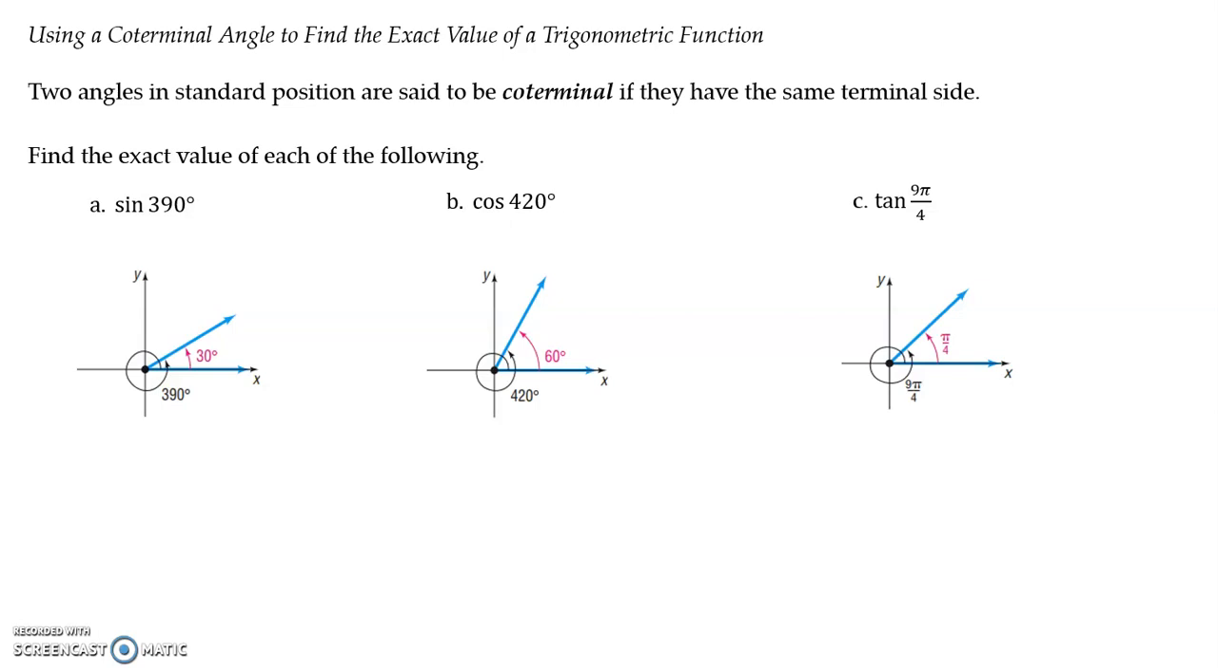In this example, we're going to be using coterminal angles to help us find an exact value of a trig function. So let's go ahead and take a few minutes and talk about what it means to be a coterminal angle. If we have two angles that are in standard position, they are going to be coterminal if they share a terminal side. And let's use part A as our example. I have sine of 390 degrees, and I want to find the exact value of sine of 390.